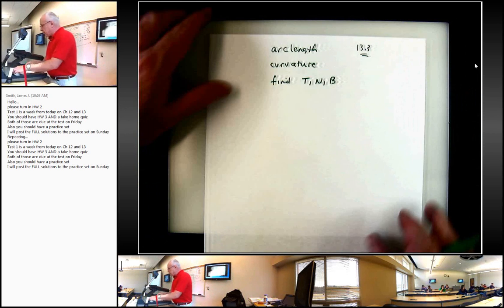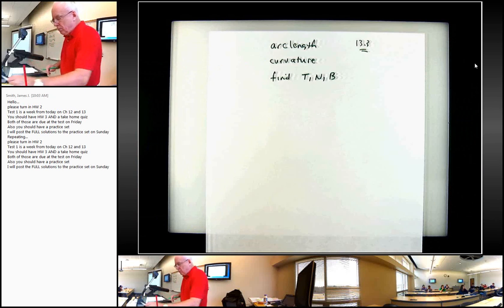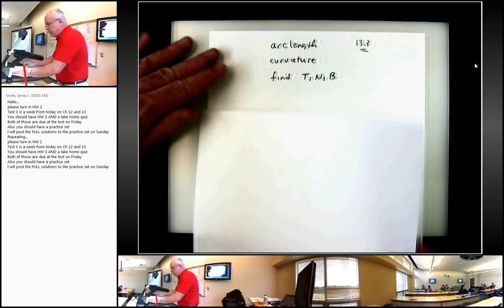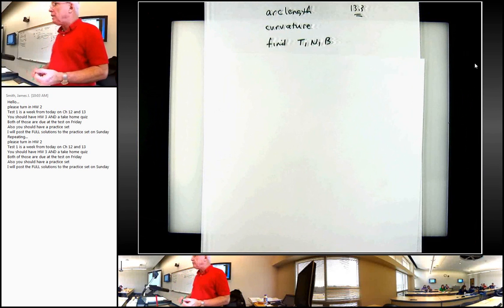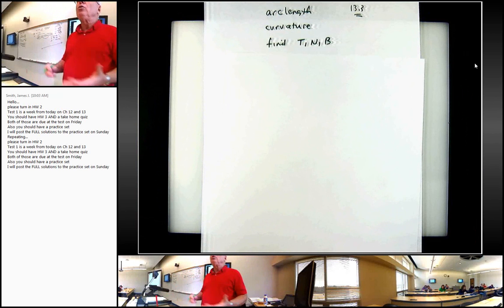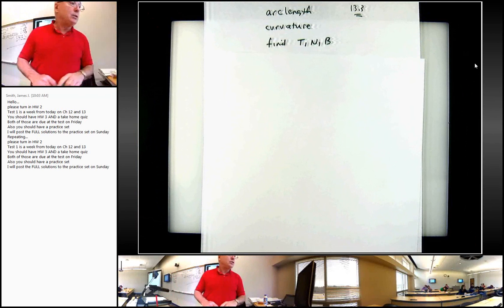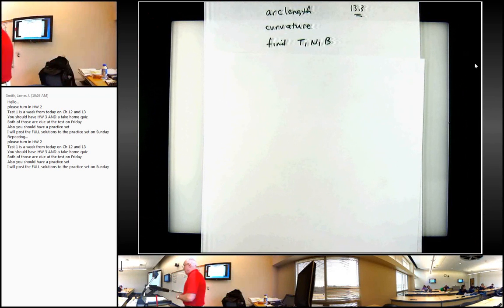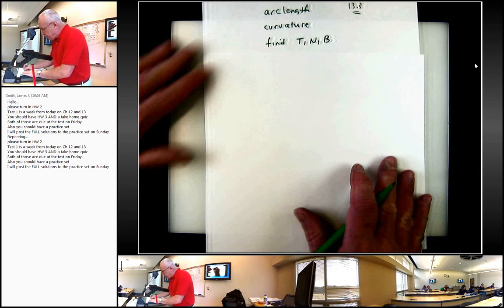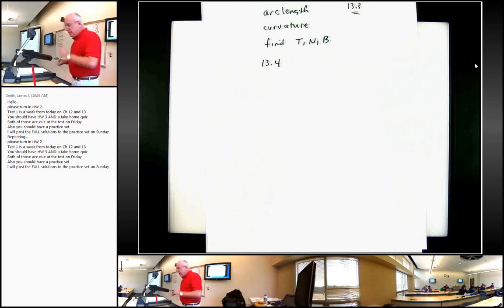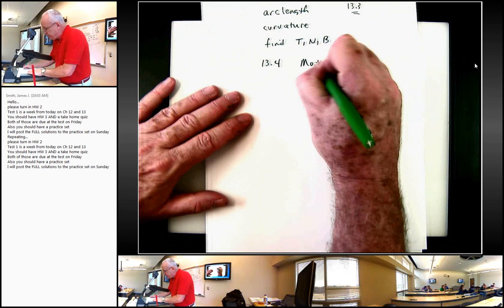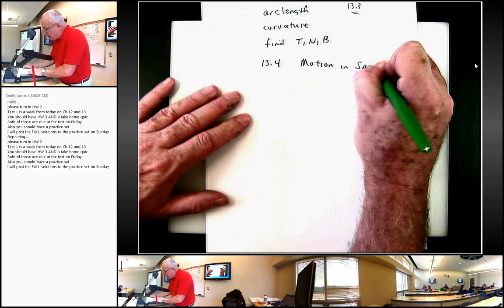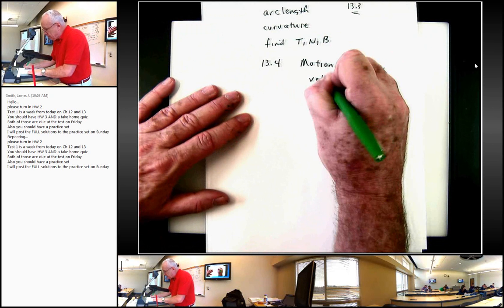I do need to get started on 13.4 so that we can make sure we get finished with that on Monday, because I'd like to spend Wednesday, which is a 2-hour period of time, doing problems, answering questions, and having you guys do some problems. All right, so 13.4 is actually about applications. It's about motion in space, and what we're talking about here is velocity and acceleration.